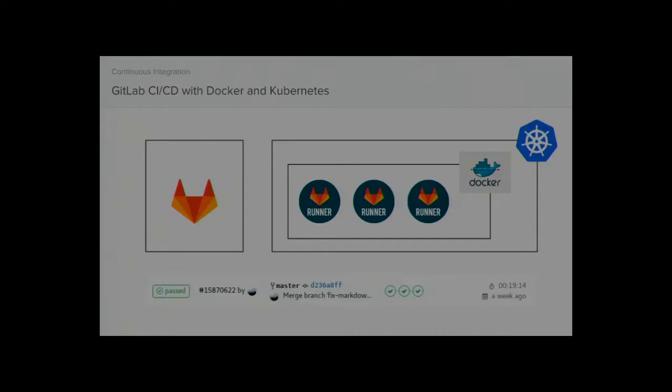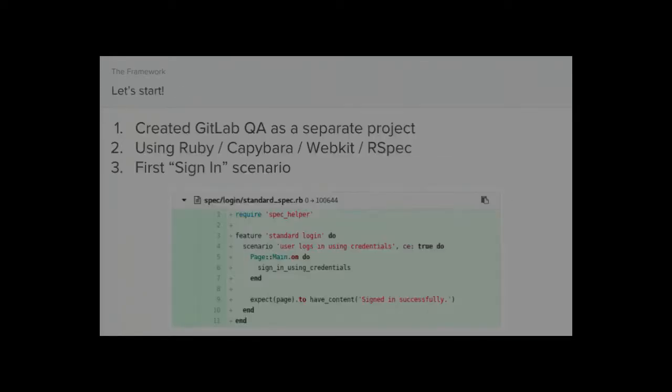But how to do that? How to design a framework like that? In GitLab, one of our core values is iteration. So we decided that we were going to trust iteration again, and with that, we needed to start very simple. So we created a separate project called GitLab QA. We decided to use Ruby, Capybara, WebKit, and RSpec tools because these were tools that GitLab's developers were already familiar with. And we created our first end-to-end integration testing scenario.